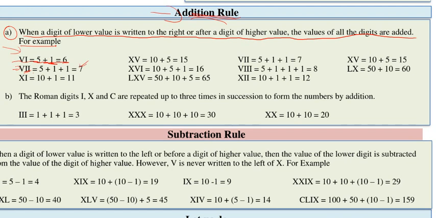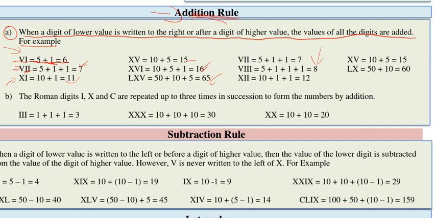Now XI: X is 10 and I is 1, so 10 plus 1 is 11. XI is 11. Same goes for these. XV: 10 plus 5 is equal to 15. XVI: 10 plus 5 plus 1 is equal to 16. LXV: 50 plus 10 plus 5 is equal to 65. VII: 5 plus 1 is equal to 7, written 2 times over here. VIII: 5 plus 1 plus 1 plus 1 is going to give you 8.